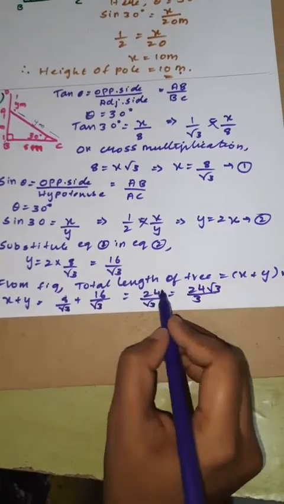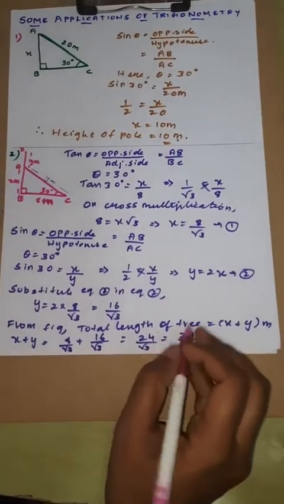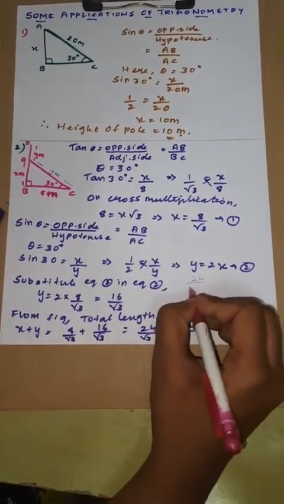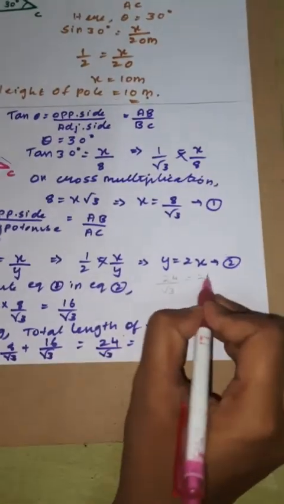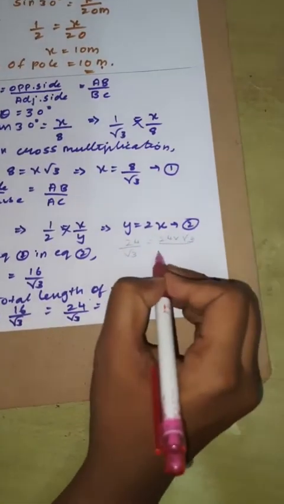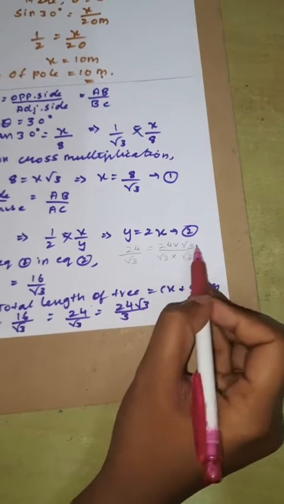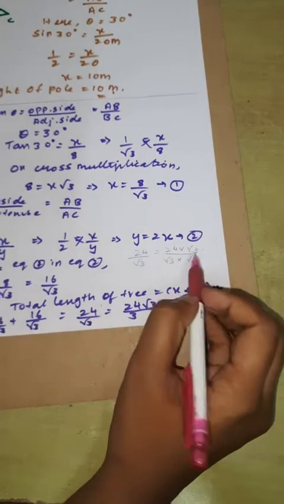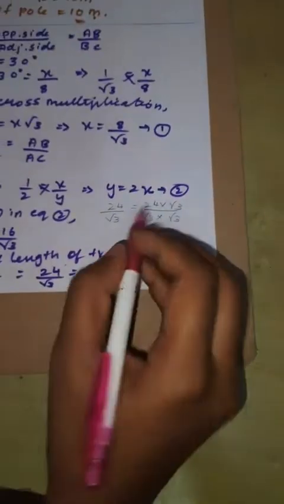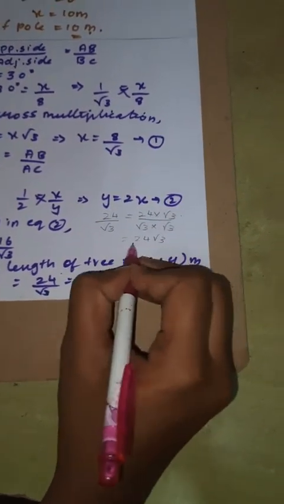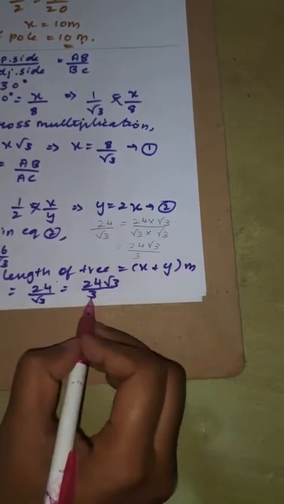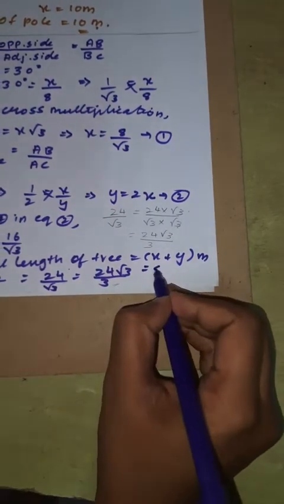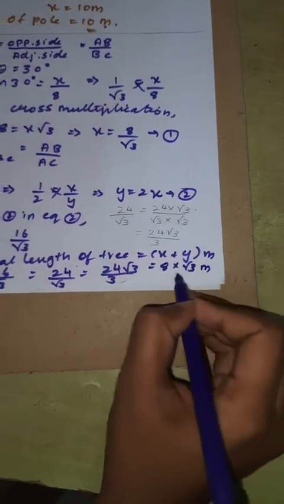That is, you have to multiply both the numerator and denominator by root 3. Let me show you how to do the rationalization here. 24 by root 3 is equal to 24 into root 3 by root 3 into root 3. That is multiplying both numerator and denominator by root 3, which is equal to the denominator's value. And now root 3 into root 3 will give you a value of 3, which is written here. And now what is 24 by 3? 24 by 3 is 8, so 8 root 3 meters. So this is the final answer.